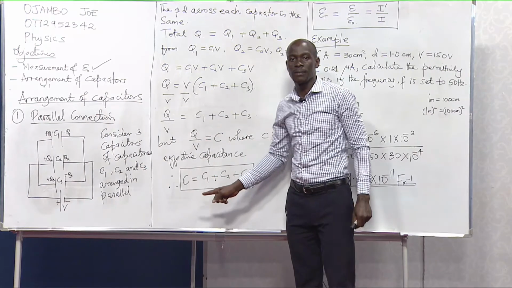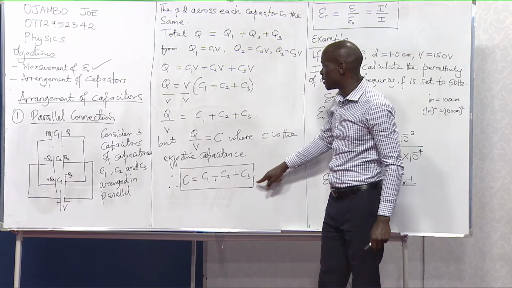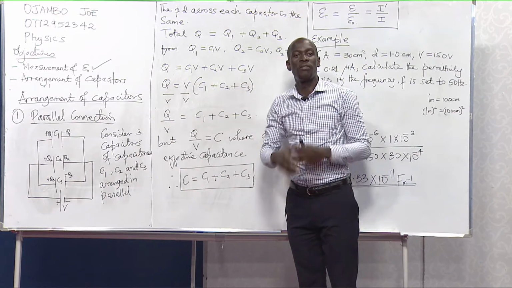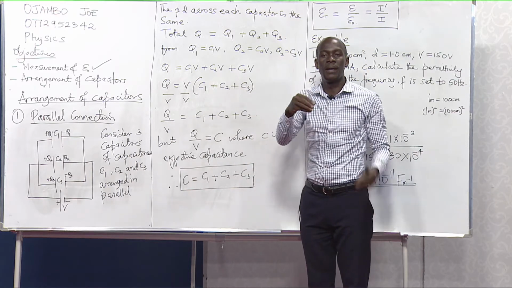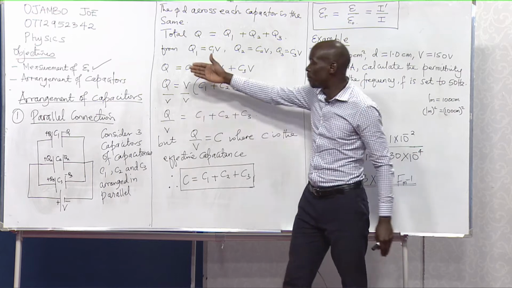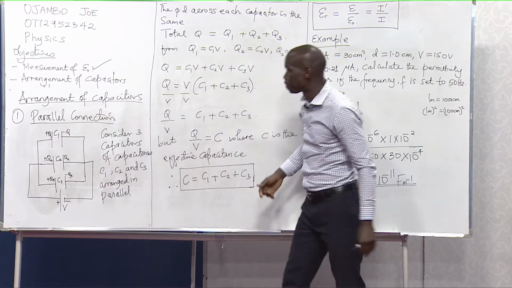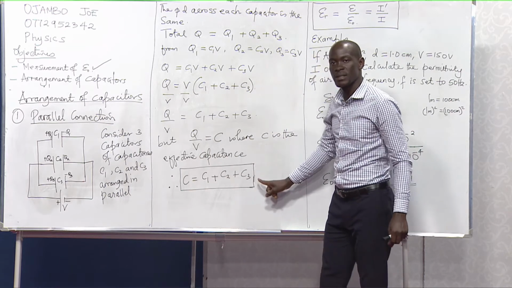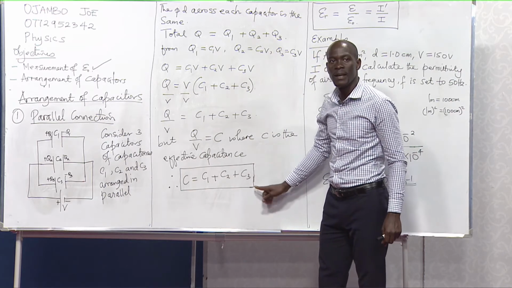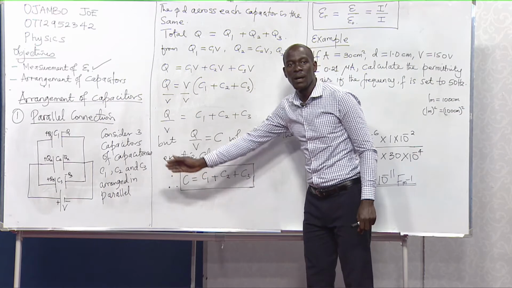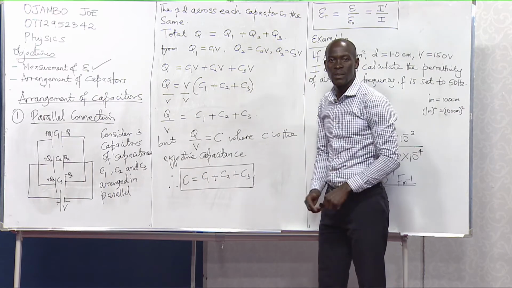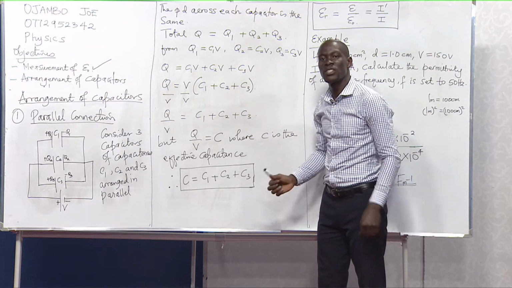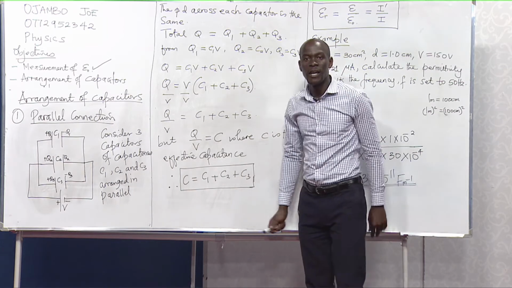So what do we discover? This shows us that when you have capacitors, even if there were 10 or 5, and you place them in parallel, that is, you place them across each other, it would therefore mean that the total capacitance is going to be given by the sum of each of the capacitances. And what does that mean? This means that the capacitance in this case is going to be very big. It will have been increased.